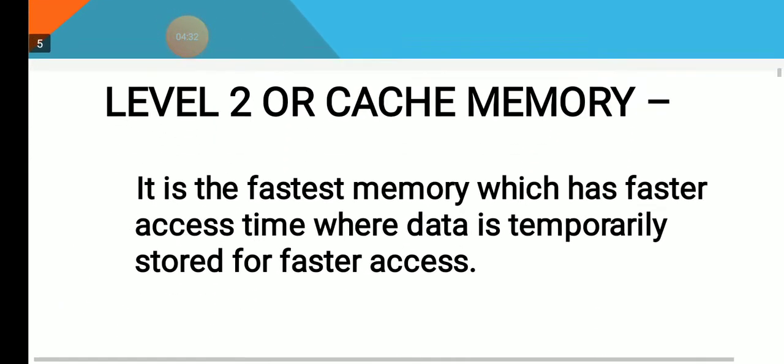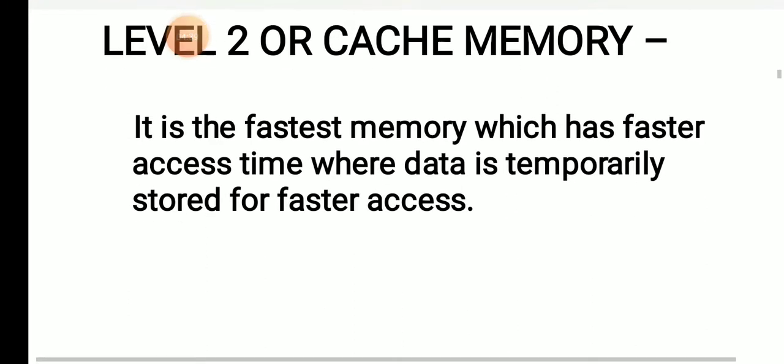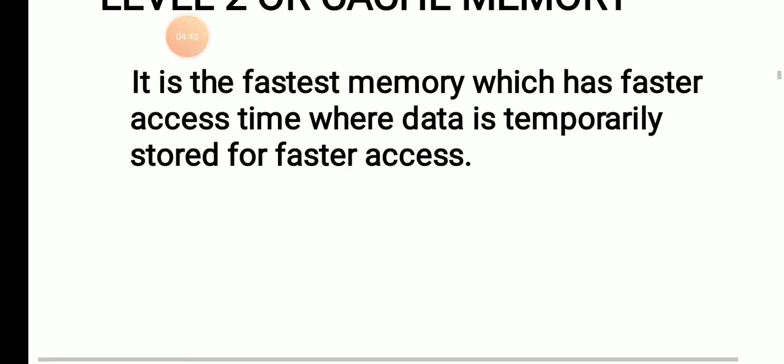Level 2 or cache memory is the fastest memory, which has faster access time, where data is temporarily stored for faster access. You can store the data temporarily. It is the fastest compared to other memory. This is level 2 or cache memory.